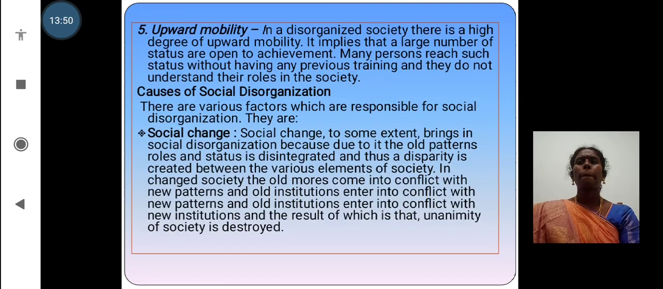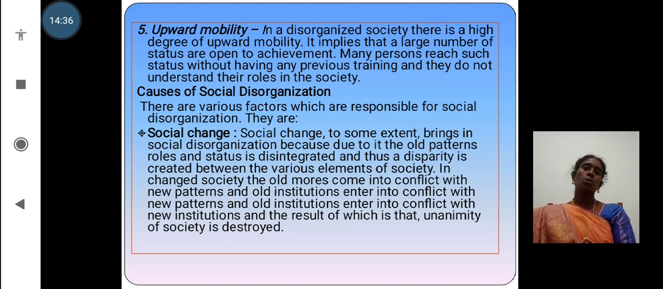The next one is upward mobility. In a disorganized society, there is a high degree of upward mobility. It implies that a large number of statuses are open to achievement. Many persons reach each status without having any previous training, and they do not understand their roles in the society. So it creates a deviant way, and many persons reach such a status without previous training, and they do not understand their roles in the society.